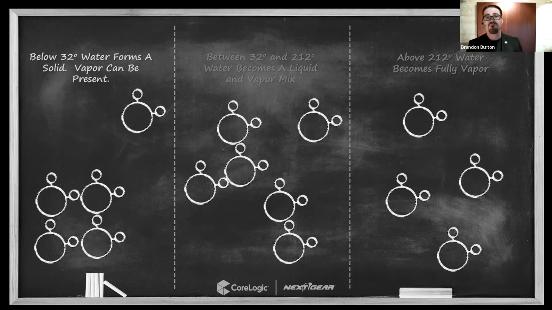And this is what we call liquid water, right? And again, in this state, there's still a potential for some vapor also to be present. It all depends on the proximity and the amounts of energy between 32 and 212. The more we move to 212 degrees, the more of it's going to be vapor. The more we move closer to 32, the more it's going to be liquid, okay? And then finally, above 212, we become fully vapor. It is not possible, at least at atmospheric pressure, to have a liquid above 212 with water.